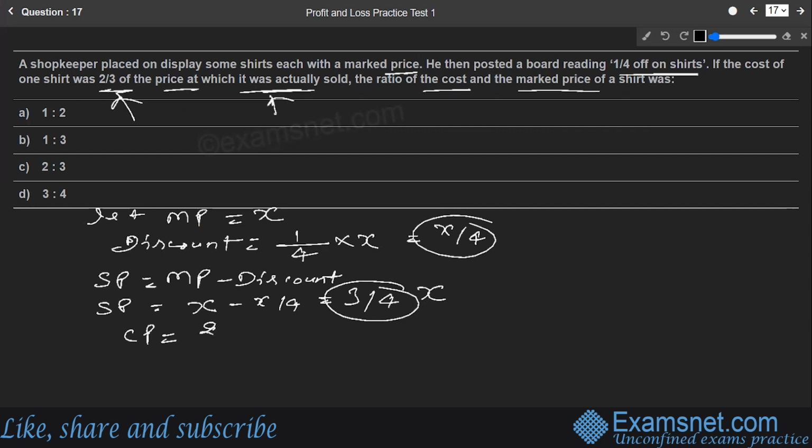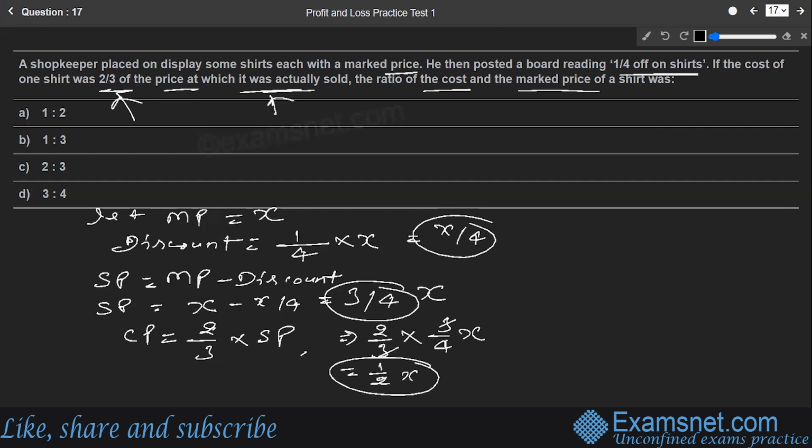So cost price is nothing but 2 by 3 times of the selling price that we have already calculated. So it should be done like 2 by 3 into 3 by 4 of X. If we solve this further, the 3 and 3 get cancelled. We got 1 by 2 of X. So what we get is cost price is 1 by 2 of X. X was nothing but the mark price. So we can relate like CP is 1 by 2 of the mark price.